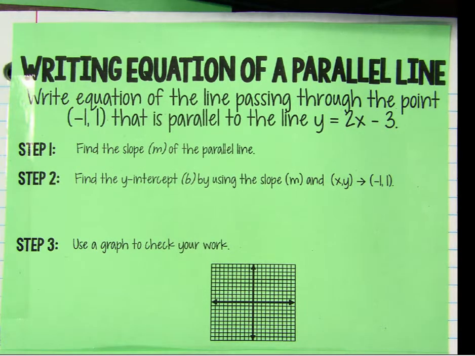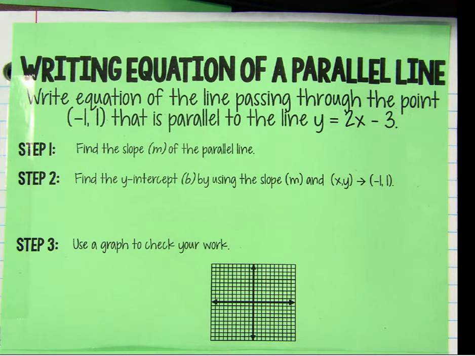For the video today, we're going to take a look at writing equations of parallel lines and perpendicular lines. Just a couple of quick things to keep in mind. With parallel lines, you have to have slopes that are the same. So in order to create parallel lines, if one line has a slope of 2, the other line also has to have a slope of 2. And for perpendicular lines, you have to have opposite or negative reciprocal slopes.